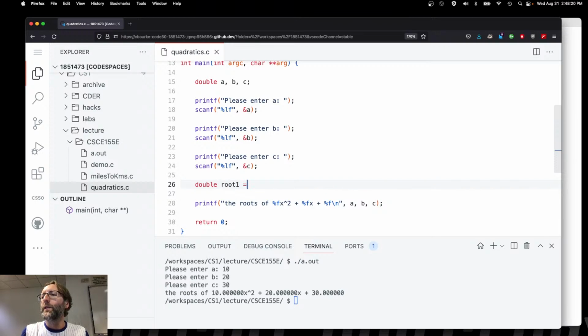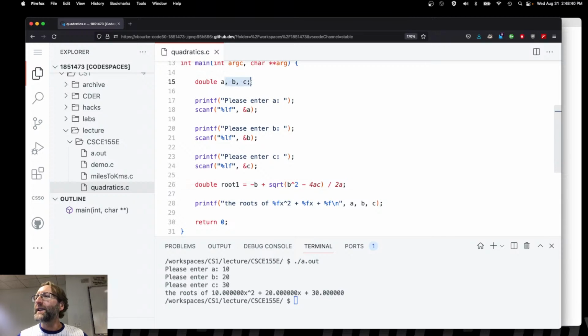double root1 is equal to negative b plus minus, can't do that, right, plus square root of b squared minus 4ac all over 2a. Lots of problems there, right? Let's start left to right.